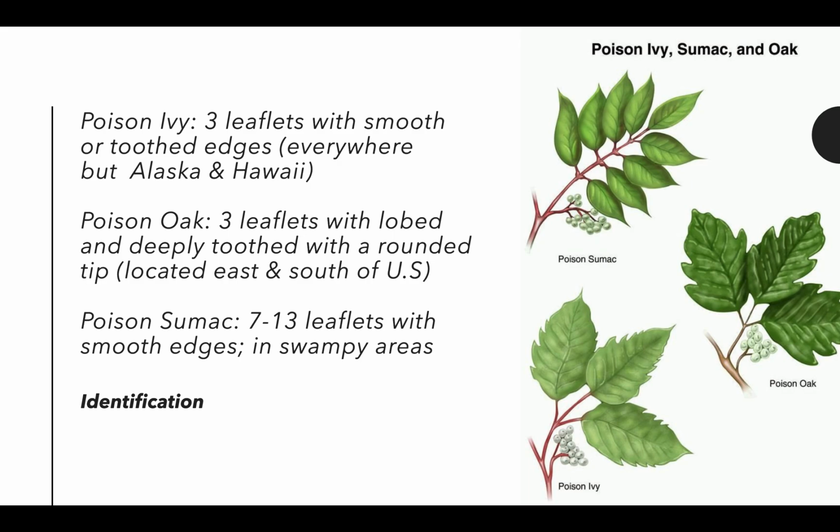Here are some quick identification differences between the three plants. Poison ivy has 3 leaflets, just like poison oak, except poison ivy's leaf margins are smooth or toothed. Poison oak's margins are either lobed or deeply toothed with a rounded tip, and they are located along the eastern or southern parts of the US. Poison sumac is completely different. Its leaflets number about 7 to 13 with smooth edges, and they are located in swampy areas and bogs.